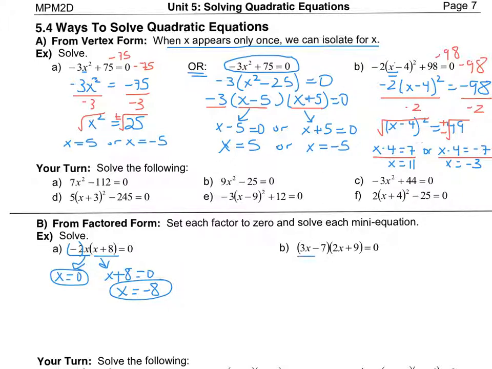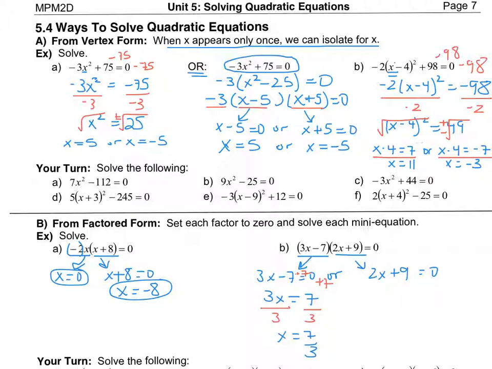For the second example, we've got 3x minus 7 multiplying 2x plus 9. The only way the answer will be equal to 0 is if either the 3x minus 7 is equal to 0 or the 2x plus 9 is equal to 0. All right, so then if I go ahead and solve my little mini equation, I've got to add 7 to both sides on this one, plus 7 on both sides. I get 3x equals 7. And then divide both sides by 3. And I get x being equal to 7/3 as one of my solutions.